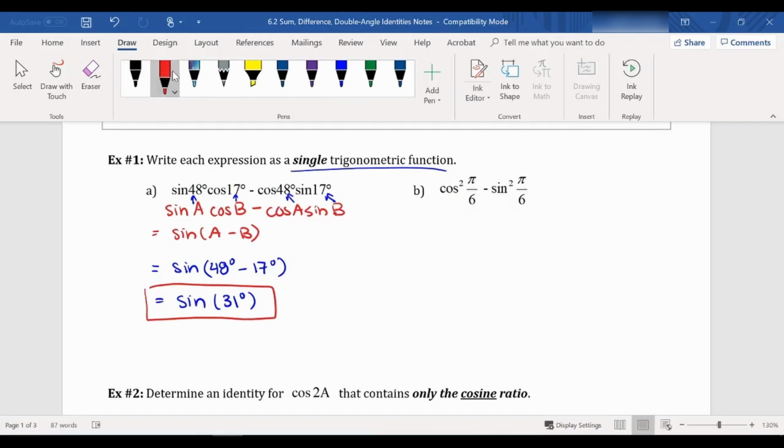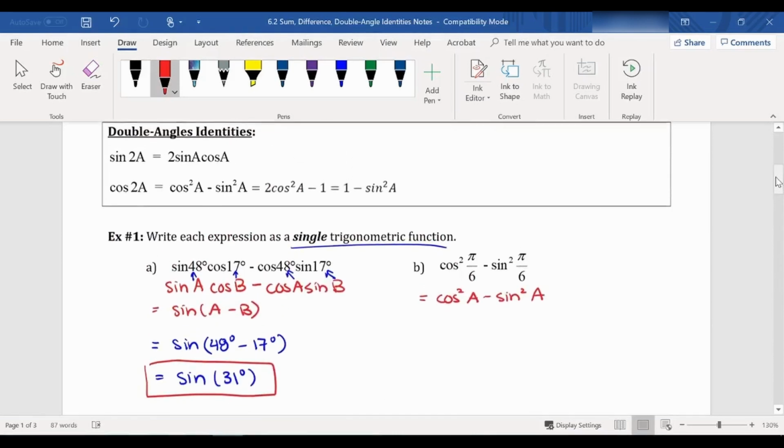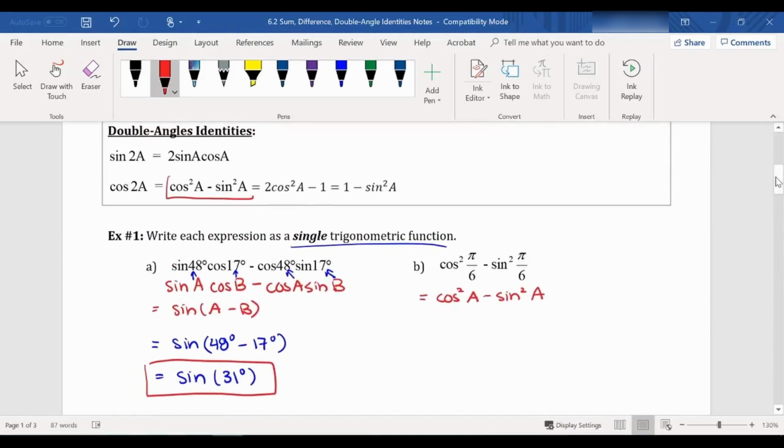Now, the second question, same thing. If I take a look, this looks like cosine squared of some angle A minus sine squared of that same angle A. And if I take a look above, what does it look like? Well, it kind of looks like this right here, which is equal to cosine 2A. Again, we don't have an A in our question. A was pi over 6. So we're going to rewrite this as cosine 2 pi over 6.